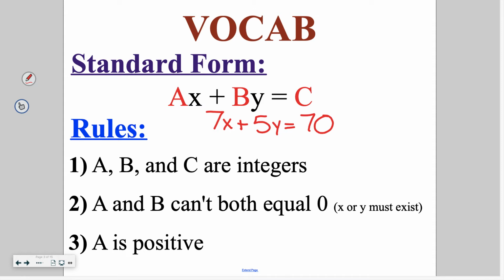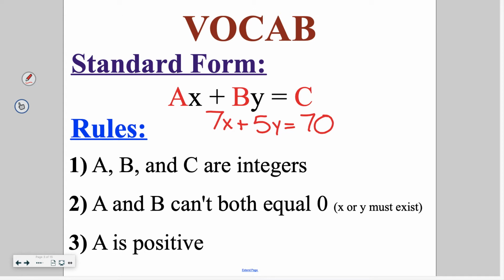The second rule is that A and B can't both equal 0, which means that either x or y must exist in the equation. So we're not allowed to have 0x plus 0y is equal to 7, for example. That doesn't work. At least one of the values, A or B, has to be a number other than 0.